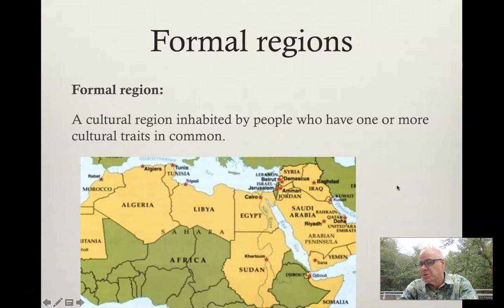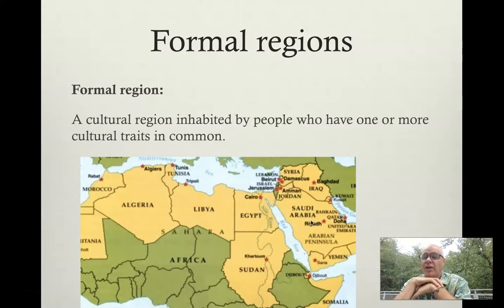Any guesses as to what that might be? Well, this was from a Google search where I just put Arab world. So this is essentially the Arab area where Arabic is commonly spoken, and you'll see that it covers a particular area where the places in it have that similarity. Now, does that mean that everything about Morocco is just like everything in Saudi Arabia? No, but they do share in common the use of the Arabic language.